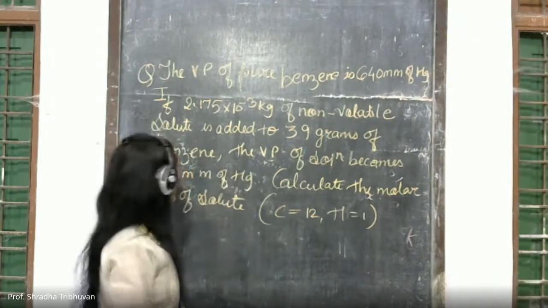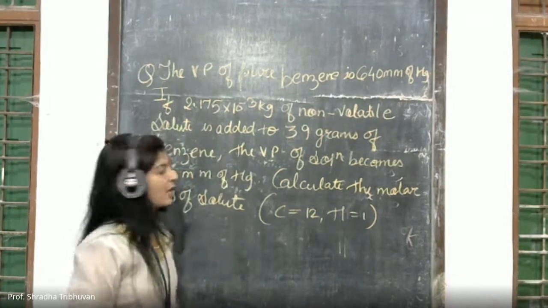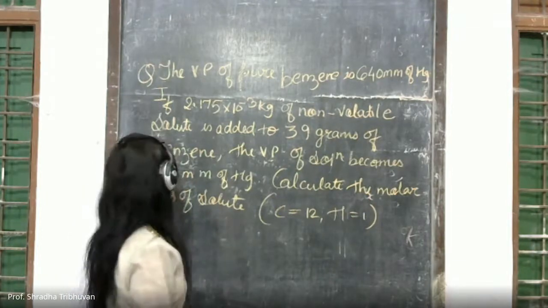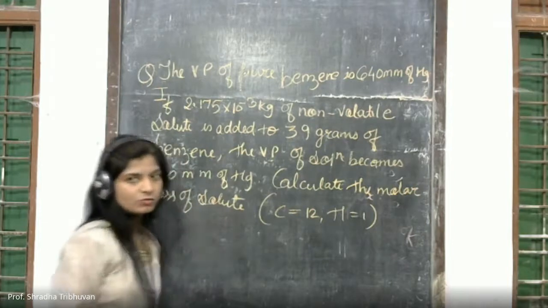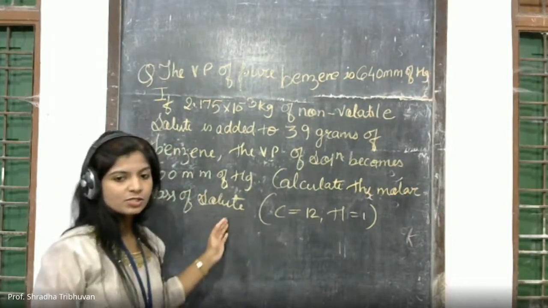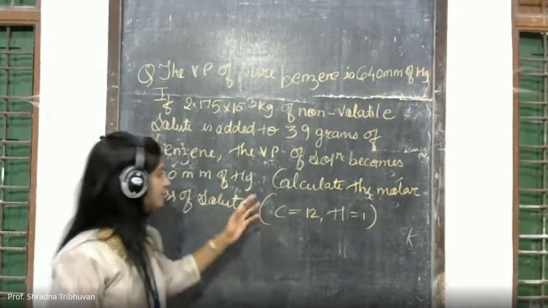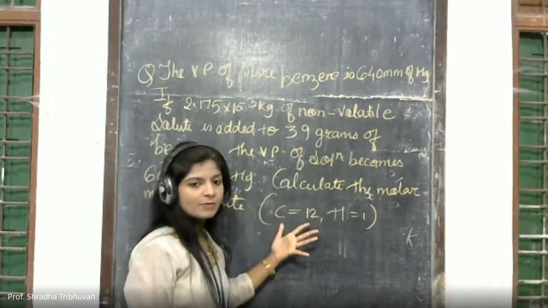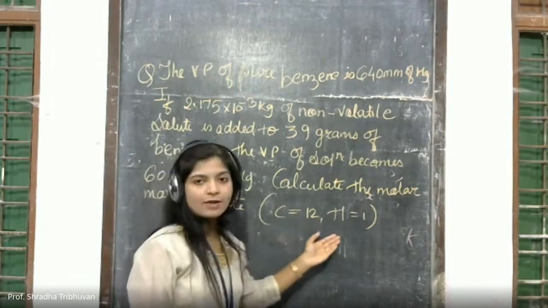The vapor pressure of the solution becomes 600 mm of Hg. Now this final vapor pressure is also given. You have to calculate the molar mass of the solute. Such types of questions are frequently asked in boards. Molar mass of carbon is given to you, that is 12, and hydrogen is 1.